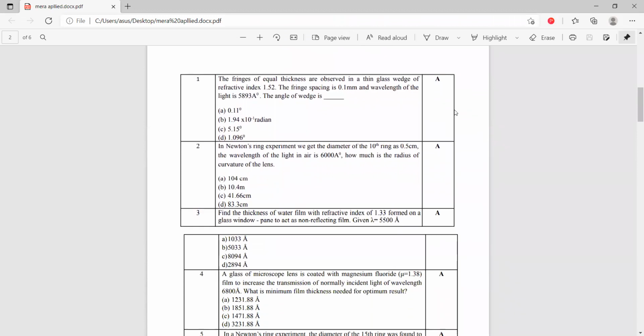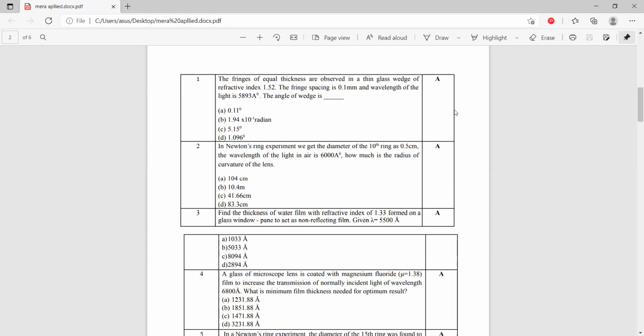Our first question is, the fringes of equal thickness are observed in a thin glass wedge of refractive index 1.52. The fringe spacing is 0.1 mm and the wavelength of the light is 5893 angstrom. The angle of wedge is option A 0.11 degree, option B 1.94 into 10 raised to the power minus 1 radian, option C 5.15 degree, option D 1.096 degree. So the correct option is A, 0.11 degree.